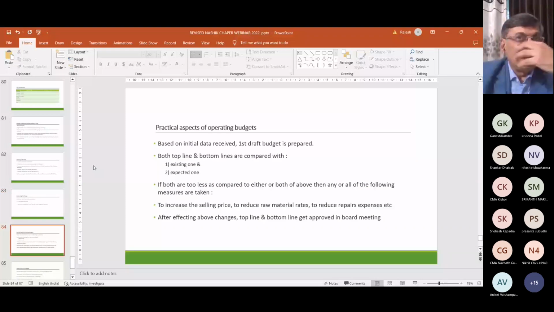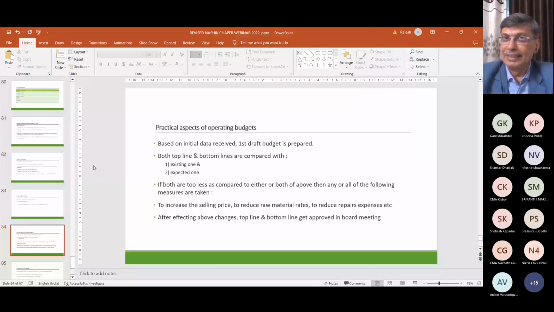Practical aspects of operating budgets. Functional heads tend to be conservative. The human factor plays its own role. So based on this conservatism, functional heads provide the data. Based on the data provided at the first instance, the budget is prepared. Now that may give a little bit of an unrealistic picture to the manager.